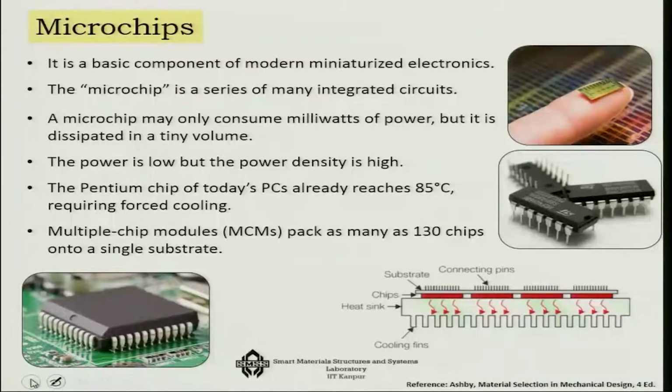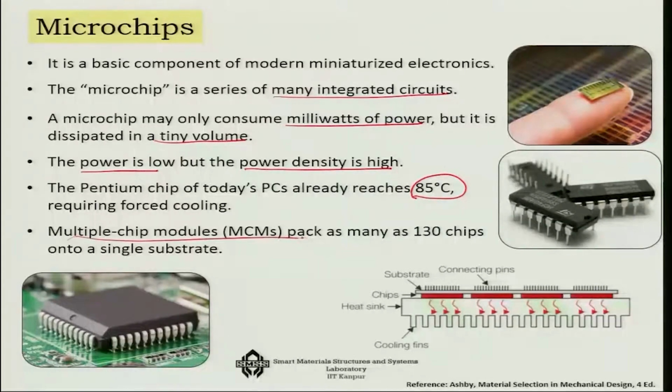Any computer system, miniaturized electronics is full of such microchips. These microchips are a series of many integrated circuits, and even though they consume milliwatts of power, it is dissipated in a very tiny volume. As a result, the power is low, but the power density is very high. The Pentium chip of today, for example, reaches a temperature of 85 degrees centigrade. Which means you have to cool it constantly, otherwise the chip will not work.